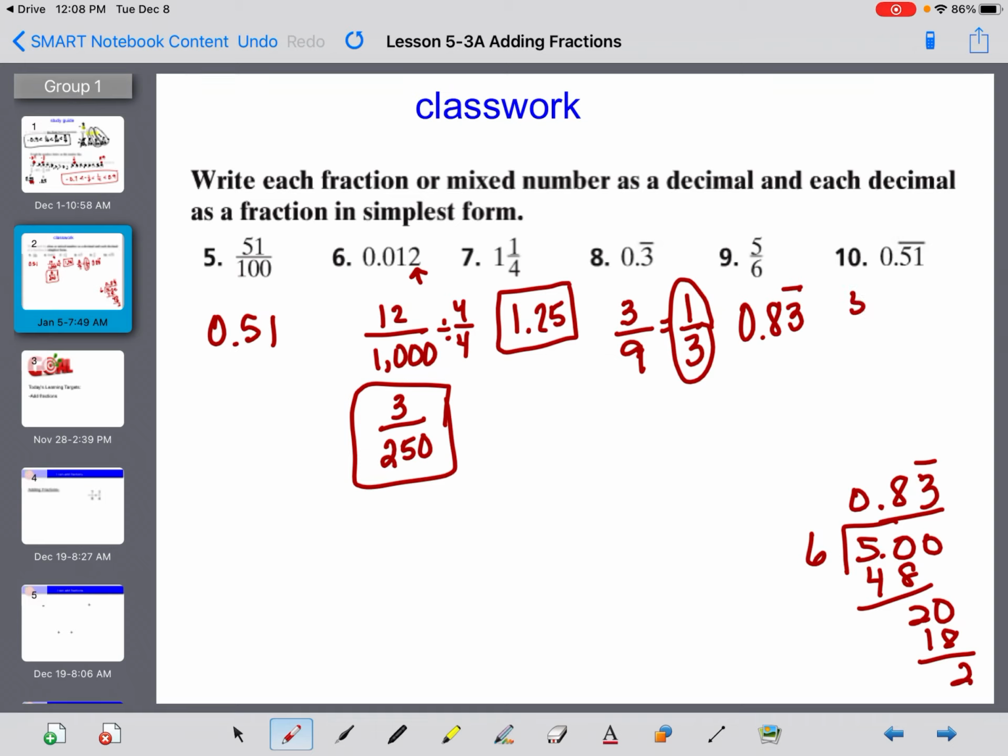And lastly, 0.51 repeating, so I put it over 99. 51 and 99 are both divisible by 3. There we go. 51 divided by 3 is 17.